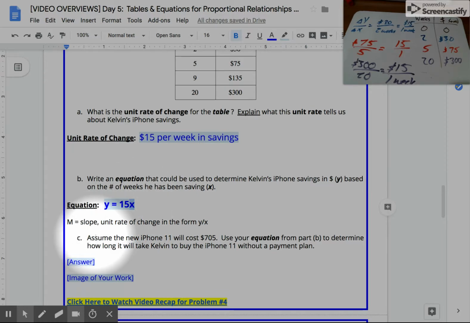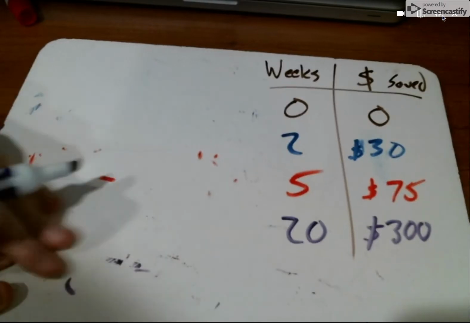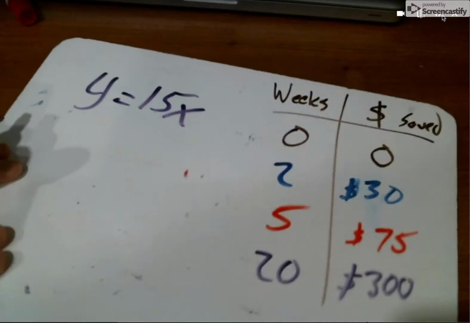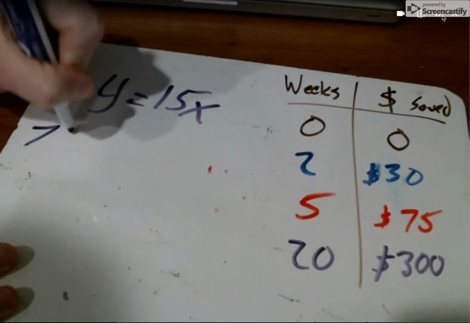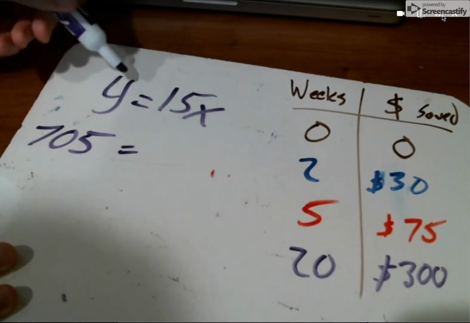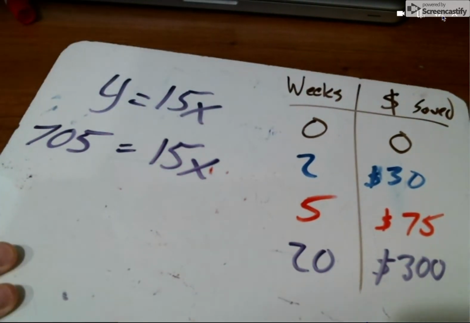Now part C, the last part, and we'll go back to the whiteboard for it. It says, assume the new iPhone 11 will cost $705. Use your equation from part B to determine how long it will take Kelvin to buy the iPhone 11. So if we come back to this whiteboard, we're going to write that equation down. We know that Y has to be equal to 15x. So in this case, if the cost, the total money Kelvin will have to save, is equal to $705, I'm going to substitute that $705 in for the Y variable.